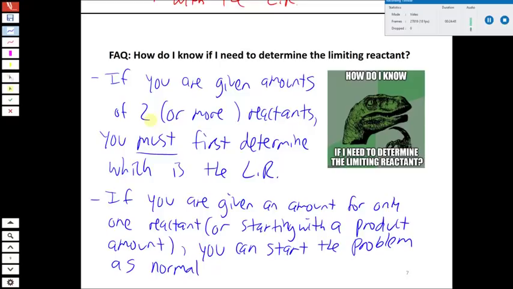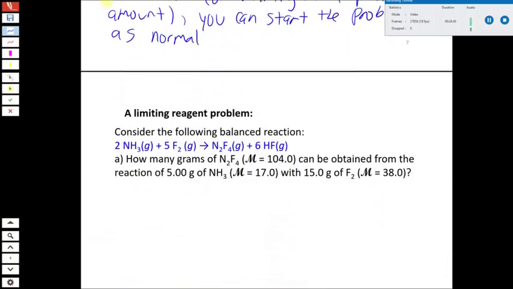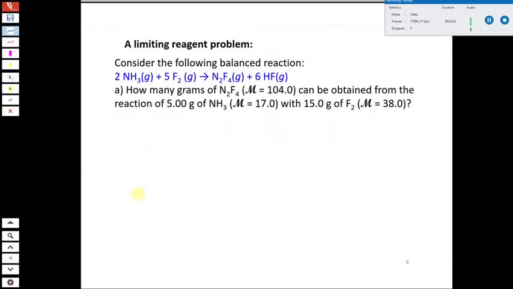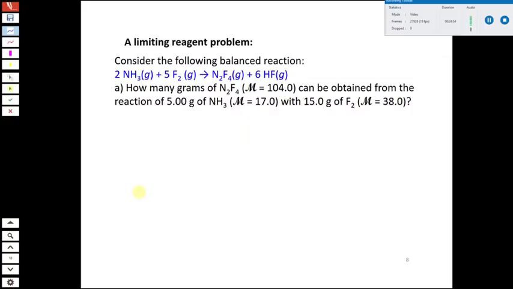All right, so let's see how this works then. We'll do one example together, or a couple examples, I guess. So here we're again given the balanced chemical equation, ammonia plus fluorine making N2F4 and hydrogen fluoride. We want to know how many grams of this product N2F4 can be obtained if we have 5 grams of ammonia with 15 grams of F2, 5 grams of NH3, 15.0 grams of F2.